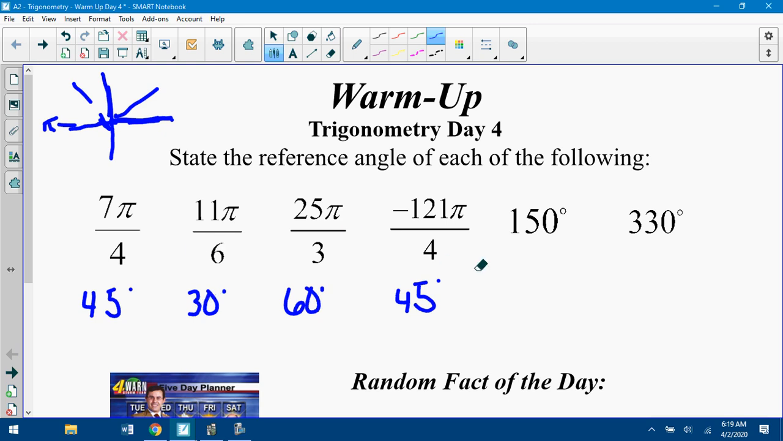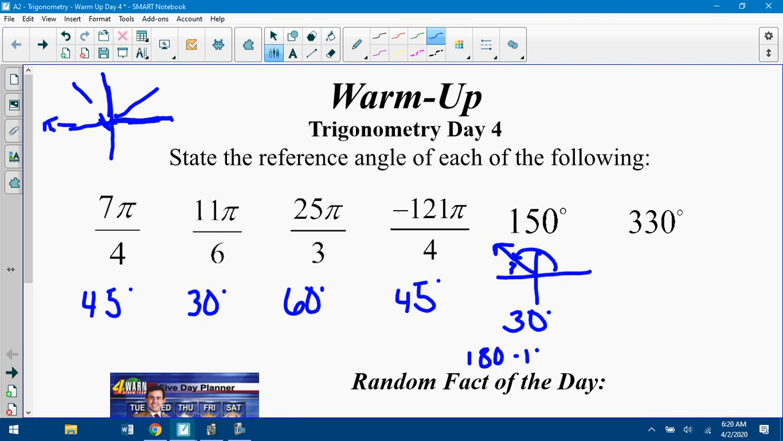Now when you get to these, you kind of have to draw it out. 150 degrees is over here in quadrant 2. That's 150. So the reference angle is this missing piece right here, which would be 30. And how do you get it?